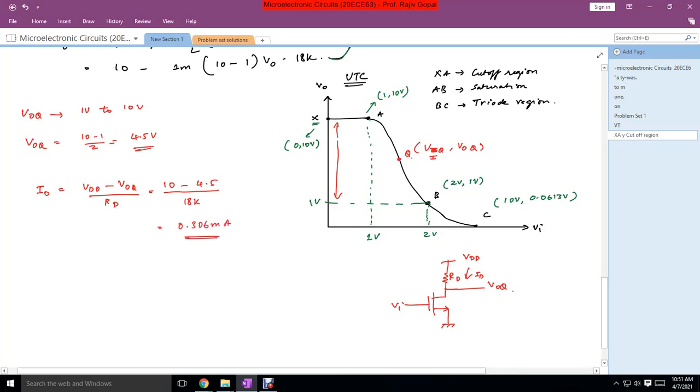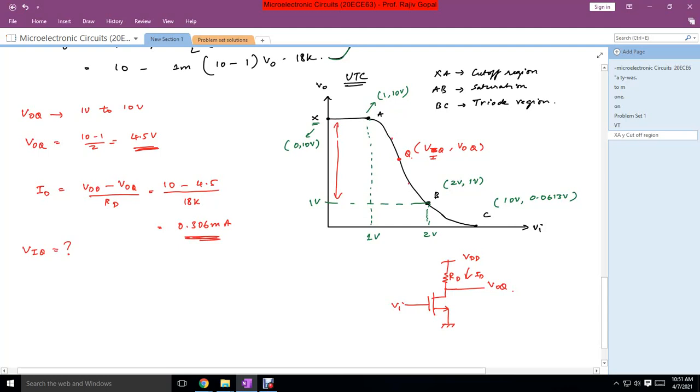milliamps. Right. See, this value of ID will depend on whichever VOQ value you have taken. Okay, I have taken it in the middle of the saturation. If you take here or here, it will obviously change, right? So I've taken it as 4.5 volts. For this 4.5 volts, I've got this as 0.306 milliamps. Right. Now I have to find what is VIQ. VOQ I have found.